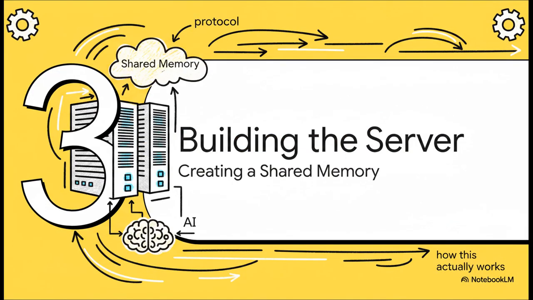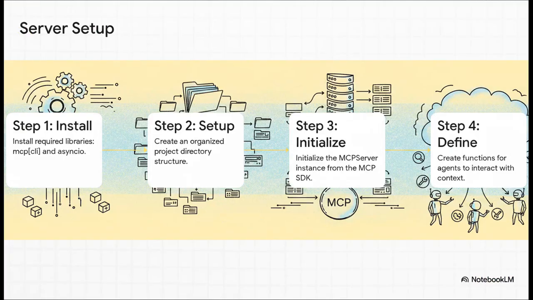All right, enough with the theory. Let's roll up our sleeves and get our hands dirty, at least conceptually, and see what it takes to actually build a server that uses MCP to create the shared memory. Now, don't worry, we're not going to get lost in lines and lines of code. Here's the high-level view. You start by installing a couple of software libraries. You set up a folder for your project. Then you kick off the MCP server itself. And finally, and this is the really important part, you define the tools that let the AIs actually read from and write to that shared memory.